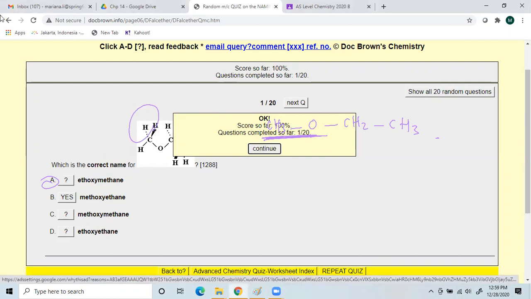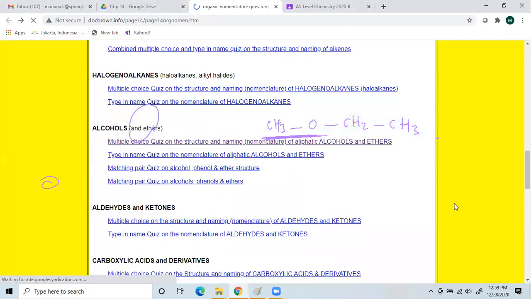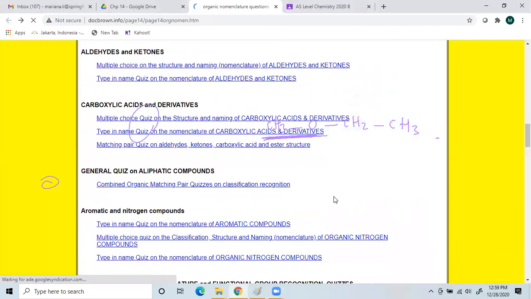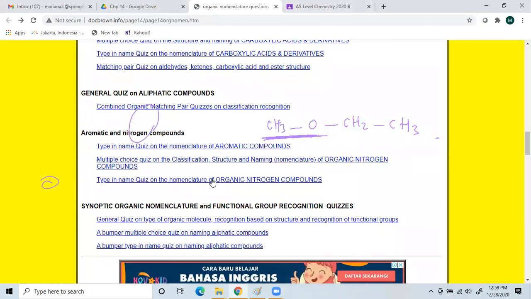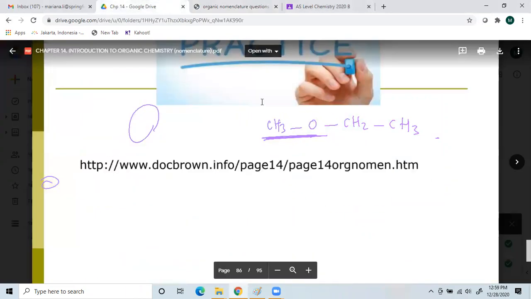Okay, so this will be very useful for you to practice alcohol, aldehyde, ketone, carboxylic acids, and so on. Yeah, aromatic, nitrogen compounds, amide, amine. Just practice from this website.